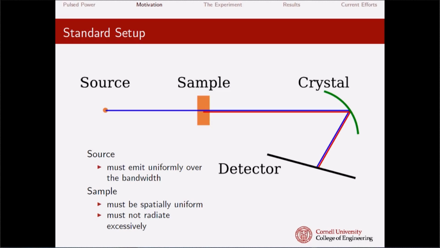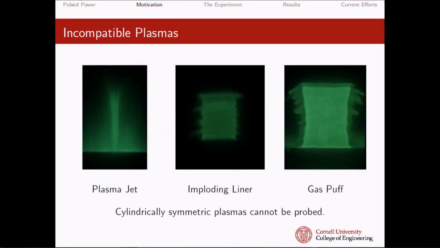And finally, if your sample gets too hot, it's going to radiate at the same energies as photons are being absorbed. Those end up filling in the absorption features that you see on your detector. So typically this is done with relatively cold plasma samples, tens of eV, say. The problem with this setup is that we have a lot of plasmas at LPS that are completely incompatible with these requirements, specifically the spatial uniformity. Plasmas at LPS are typically cylindrically symmetric because we're using currents and magnetic fields to confine them. On the left, we have a plasma jet.